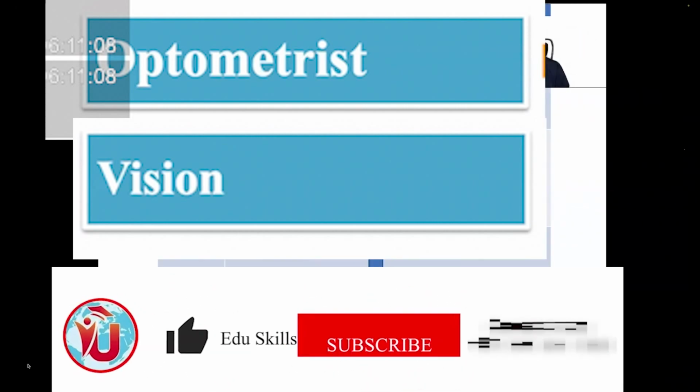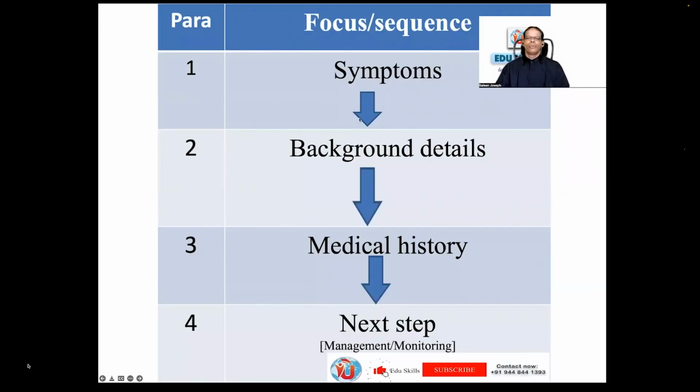Okay, this is called prediction. So this text will have 4 side headings. The first part speaks about symptoms, where you said all these, and definitely you will see these predictions. How many of them are correct? As you go into the audio, you will listen. Then after that, background details of the patient. Then medical history of the patient, his previous medication or other things. Next step means management or monitoring.